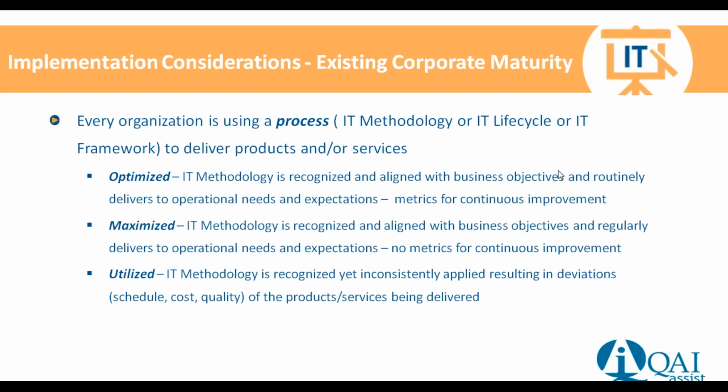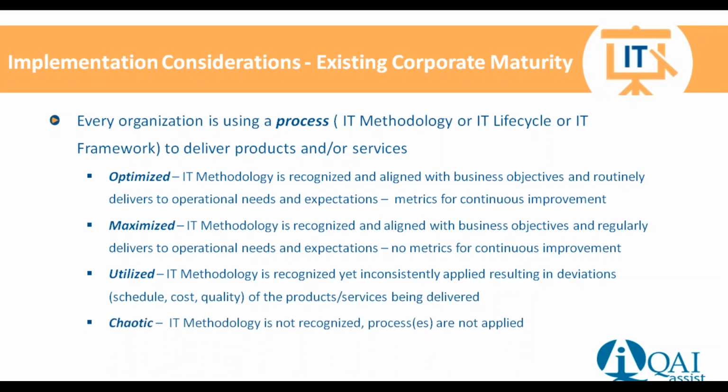So there may not be some form of quality assurance or some form of review or audit being done on how the process is being applied. And because the process is being applied invariably, then the cost or the schedule or the quality might deviate accordingly. And at the bottom of the rung would be chaotic.